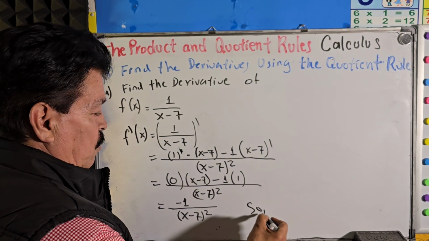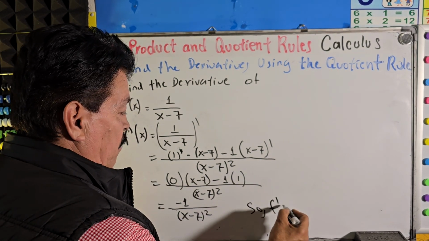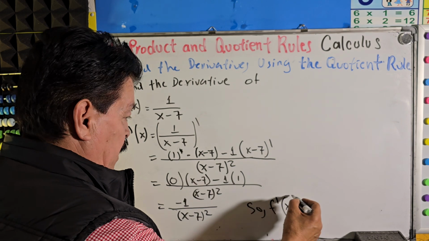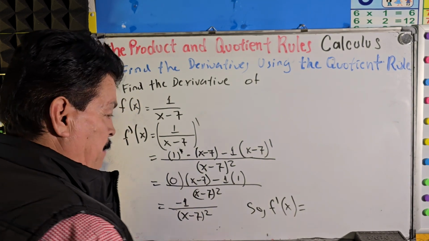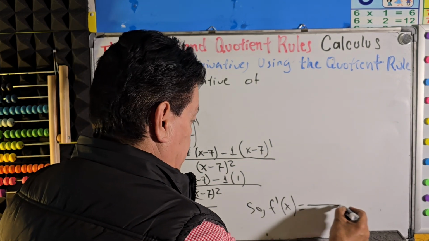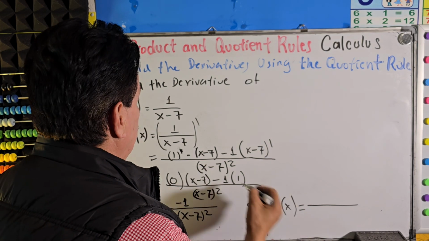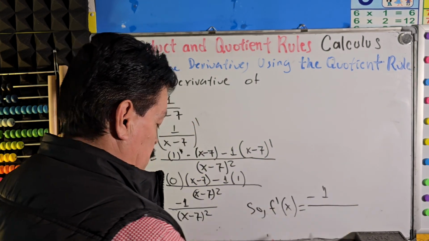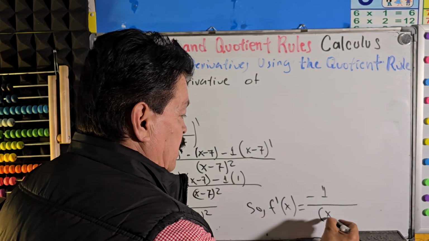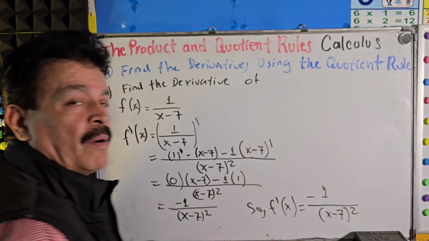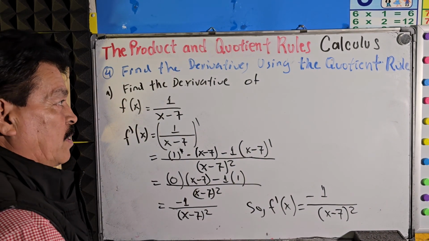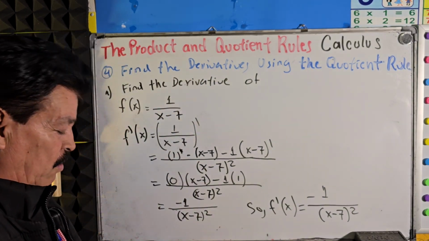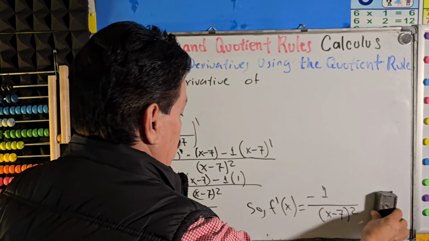So our conclusion: the derivative of f of x equals negative 1 divided by x minus 7 to the second power. That's the answer. Okay, let's try to find another problem. Let me write another problem.